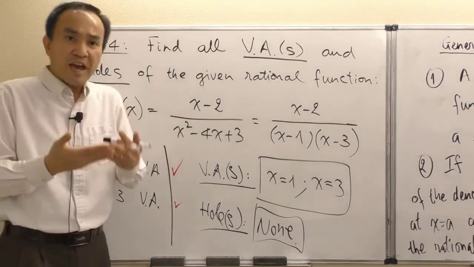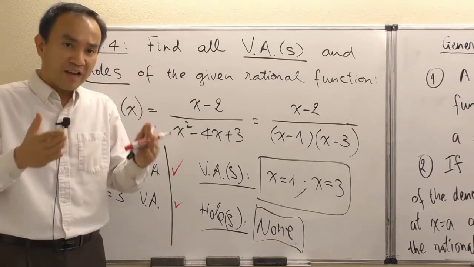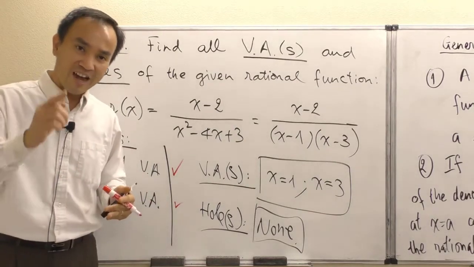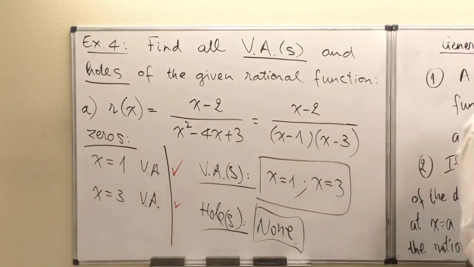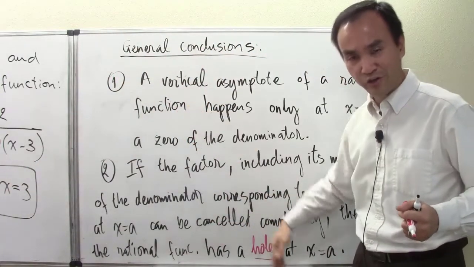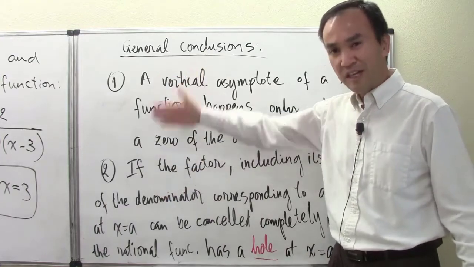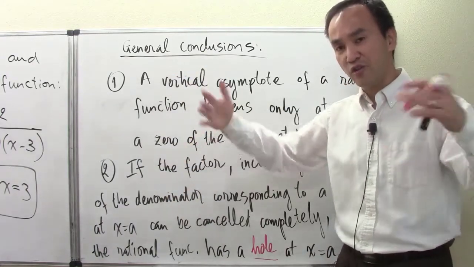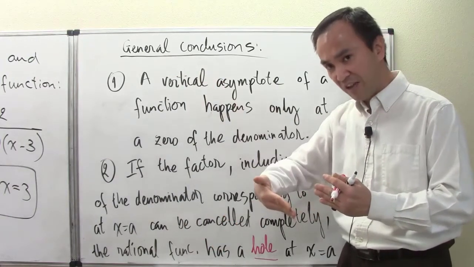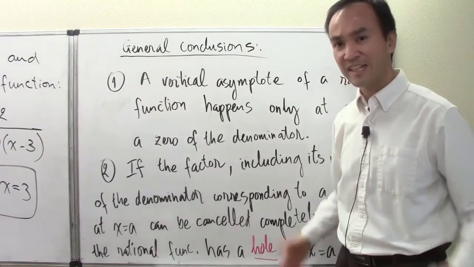Because VAs and holes only happen at those places where we have the zeros in the denominator, and that was stated in statement number 1 of our general conclusions. So again, step 1 and step 2. These are really more like general guidelines of how we find VAs and further decide whether any VA can become a hole right there. That's how I see it.